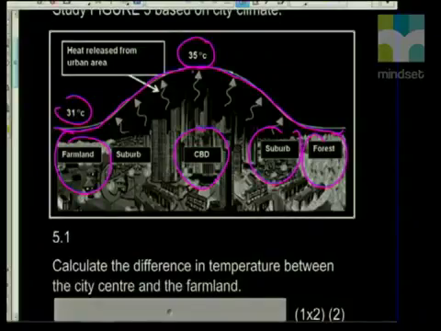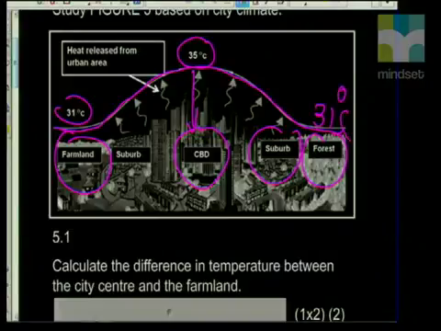What else we picked up from the diagram? This is directly above the CBD. All right, so we have this vertical extent, so it's hotter. Here at the farmland and at the forest, we can assume it's around 31 degrees Celsius. The temperatures are lower. Already, it becomes such a simple question, learners, you know it already.